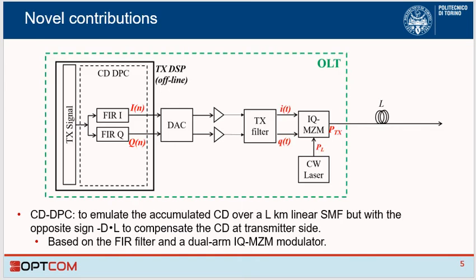Here is the architecture of the CD-DPC technique. The link length L is known in advance, so we can emulate the accumulated dispersion at the transmitter side with only an opposite sign, that is, minus D multiplied by L, to compensate the chromatic dispersion. This technique is based on the FIR filter and a dual-arm IQ Mach-Zehnder modulator.